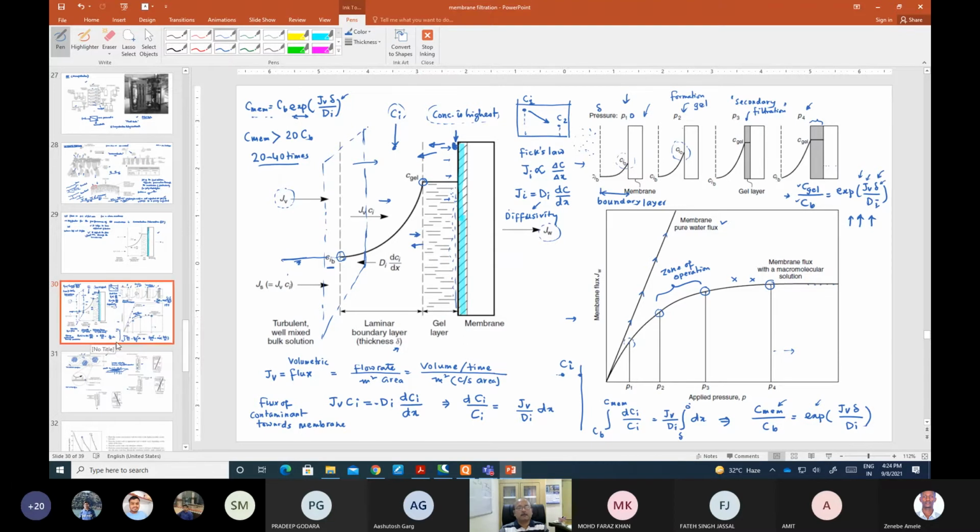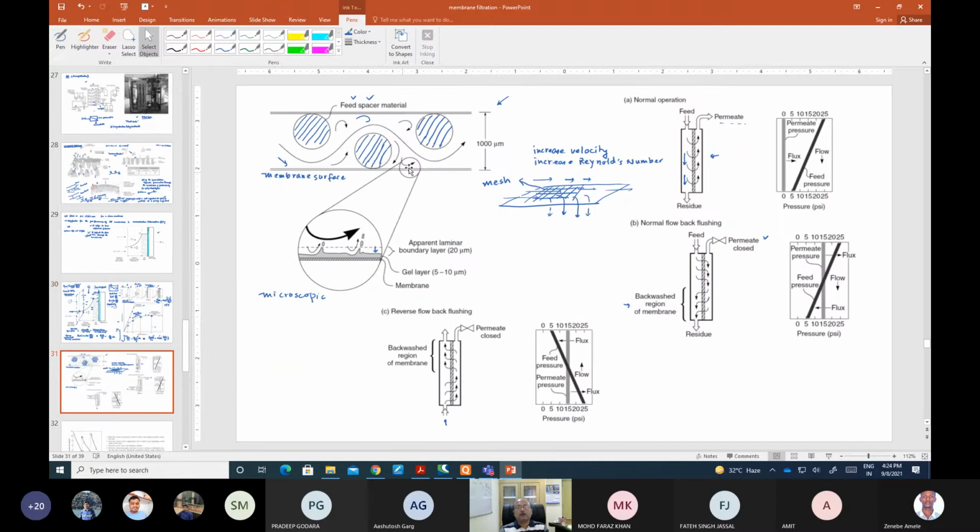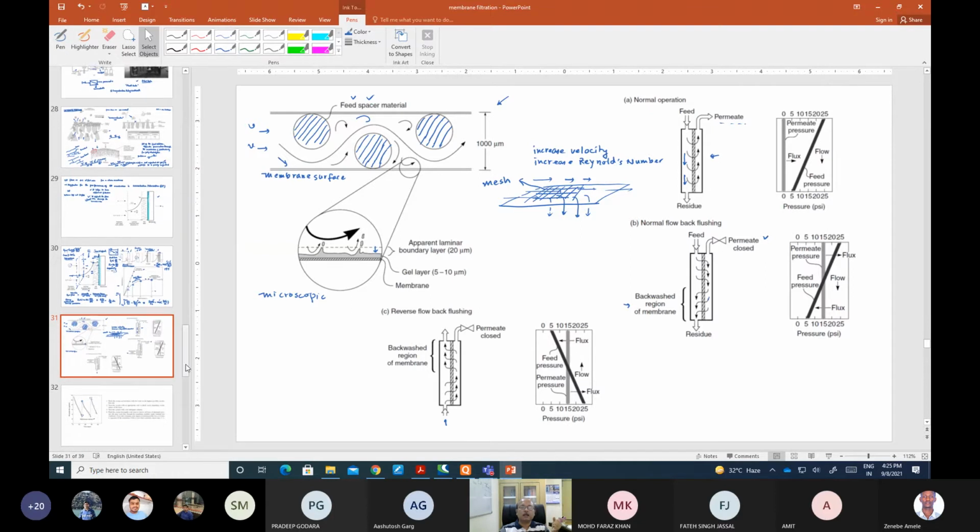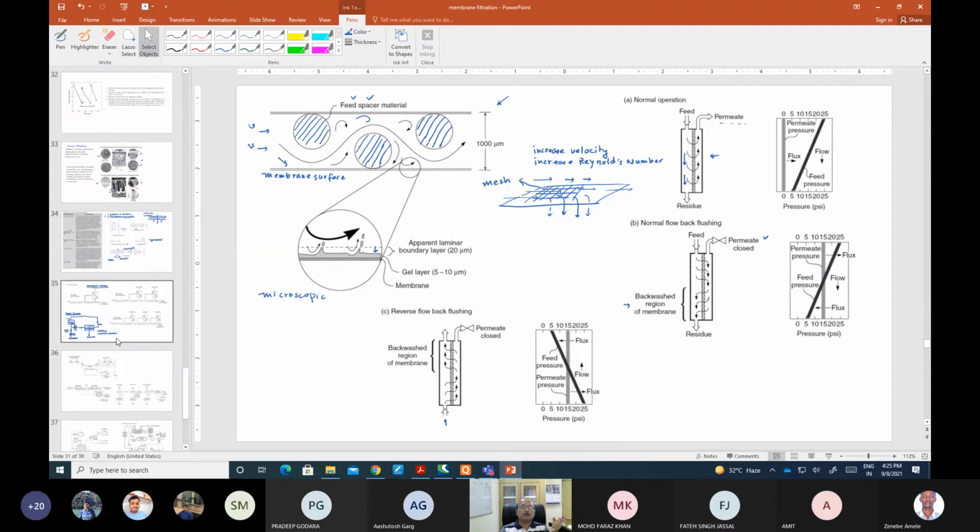Okay. Now we discussed how to lower this thickness of the laminar boundary layer: put spacers on top of these membrane modules, so that you can create turbulence in here. Turbulence can also be created if I increase the velocity of flow through this membrane. So with that in mind, we actually look at the ultrafiltration systems.